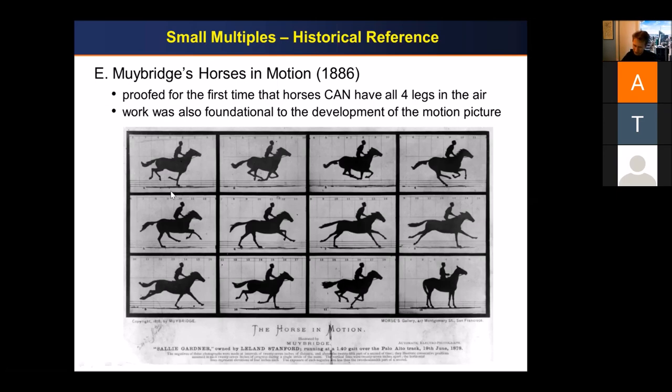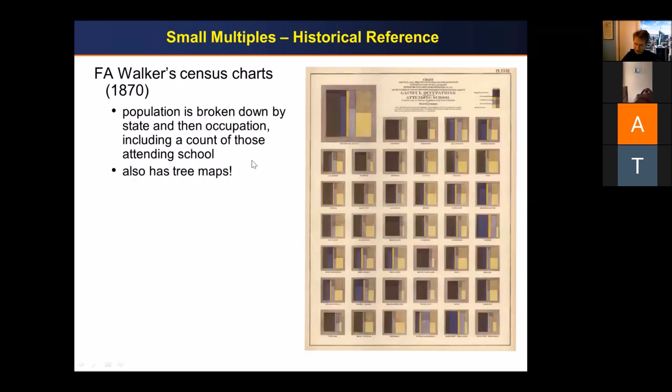But now if you freeze it in time, you can see here all four legs in the air, and nowhere else. That's the only frame where you can see it. And it's just a visualization, but pretty effective, right? Horses in motion. It's a small multiple because each of these visualizations shows the horse and the rider at different points in time. And you can inspect it and follow it like a story. So that's small multiples.